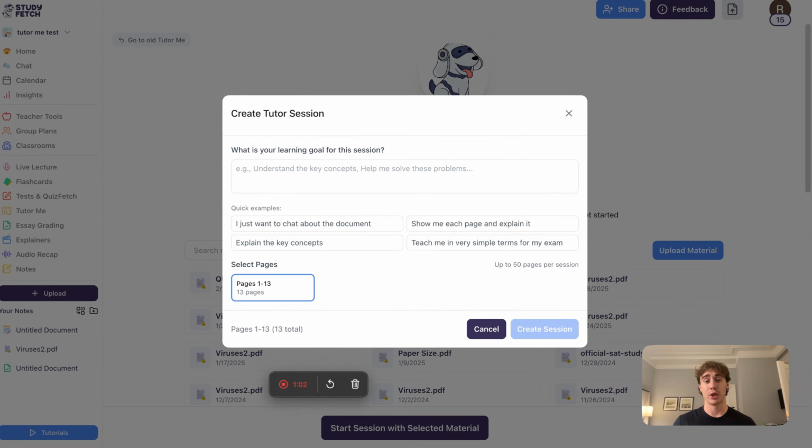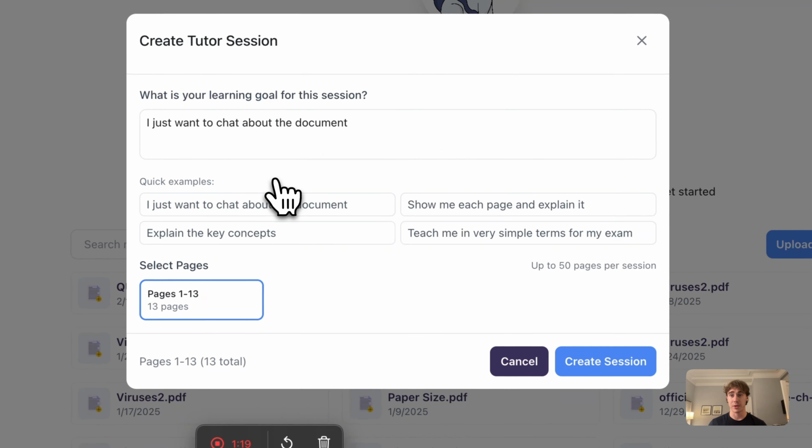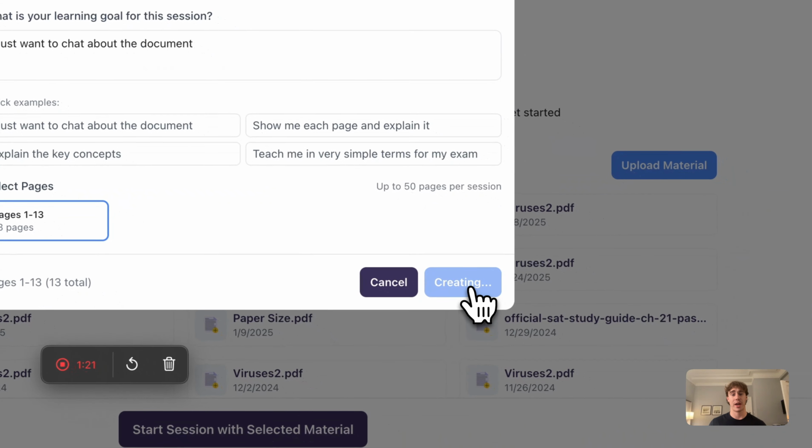I'll then set my learning goal for the session. So this could be if I wanted to focus on a specific piece of content in the document, or I wanted to summarize and quickly move through the whole thing, or maybe dig deeper in a certain section that I was struggling with before. So let's just go ahead and say I want to chat about the document just to keep it easy for the demo. I'll click create.